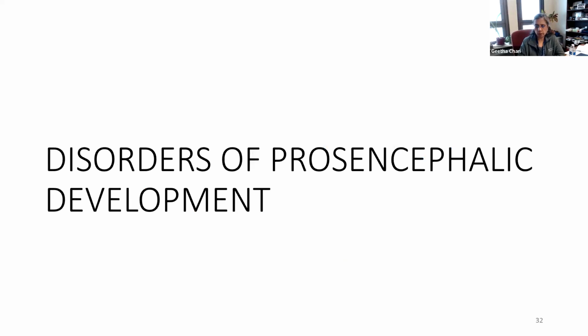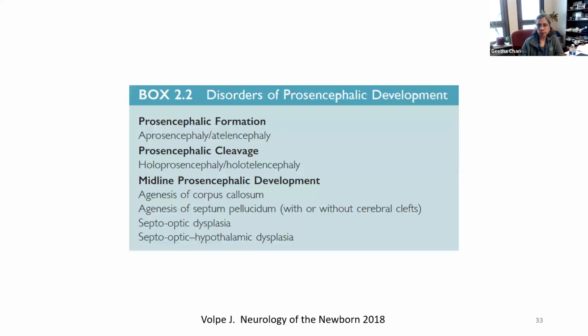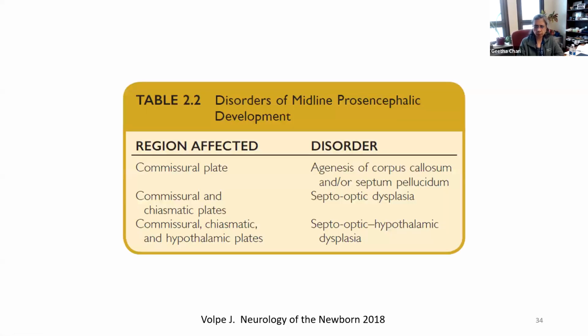So when you have disorders, the various malformations that can occur depend on when it occurs. If the prosencephalon itself does not form, you have aprosencephaly or atelencephaly, meaning the brain does not form at all. Once the brain forms but there is no cleavage, then you have the holoprosencephaly or holotelencephaly sequence. And then the next stage, once the cleavage occurs and the cerebral hemispheres divide, if you don't develop the midline structures, you can end up getting agenesis of corpus callosum, agenesis of septum pellucidum, septo-optic dysplasia, and other midline structures. So let me show you some examples of that.